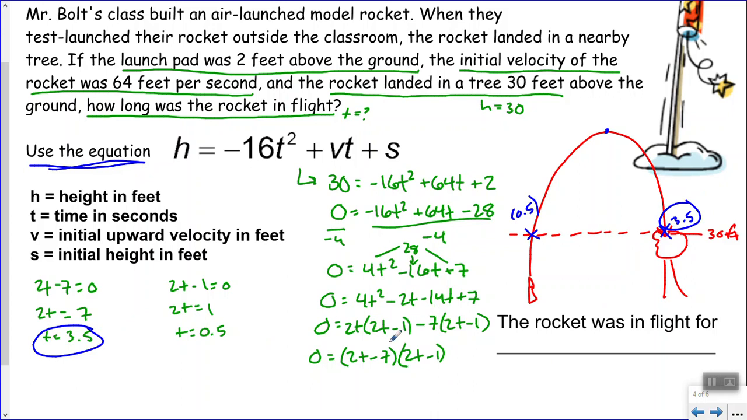I can't give you a one-size-fits-all kind of method for figuring out which answer is going to be the correct one. You just have to use common sense, use the context of the problem to reason through and think about which answer you want. So for this problem, we'll answer that the rocket had been in flight for 3.5 seconds. And we always want to make sure that we include units with our answer when doing applications.